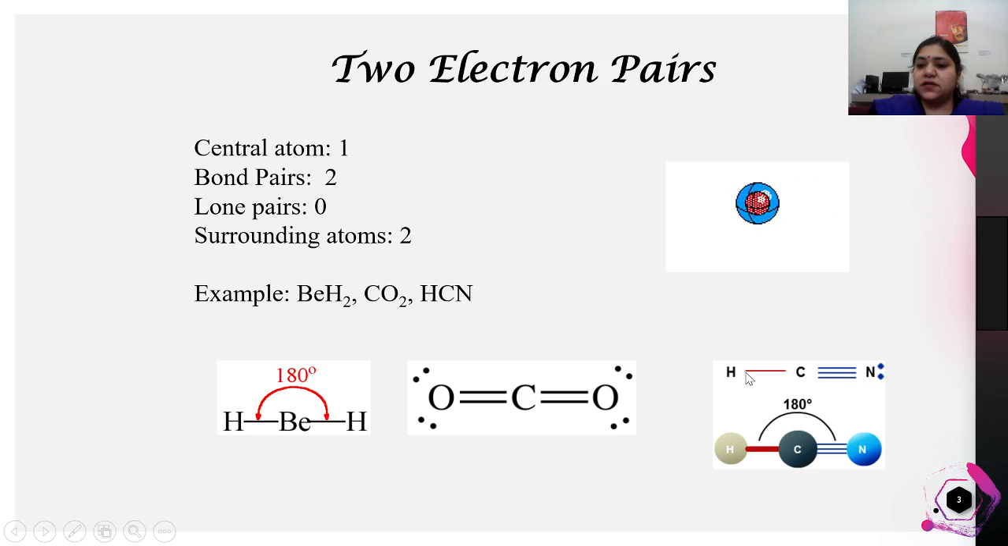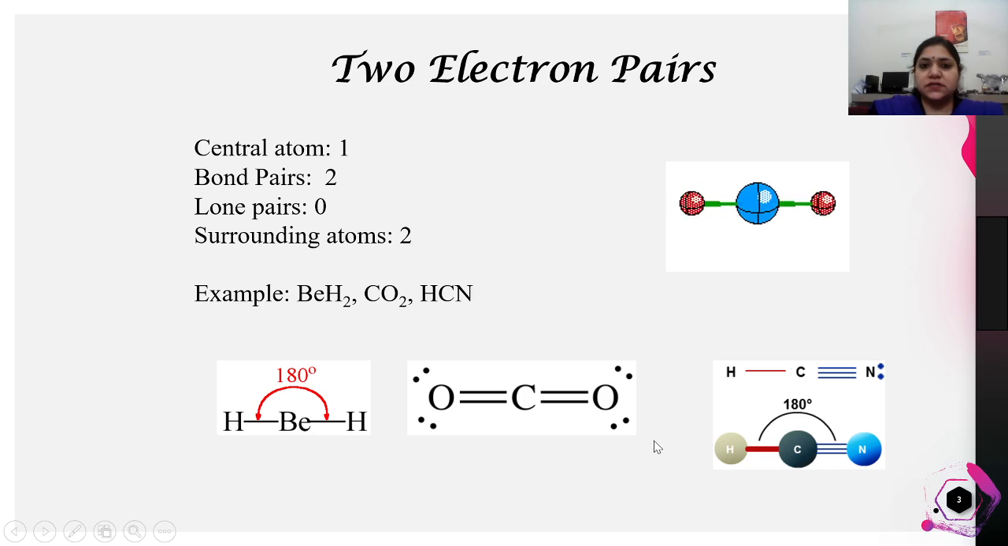The main factor is this sigma bond and this sigma bond. So here two bond pairs are present. Now you can see here that in this case carbon is less electronegative as compared to the oxygen, so this will be taken as the central atom. Here also carbon is less electronegative than nitrogen, so this will be taken as the central atom. So these are some basic rules.